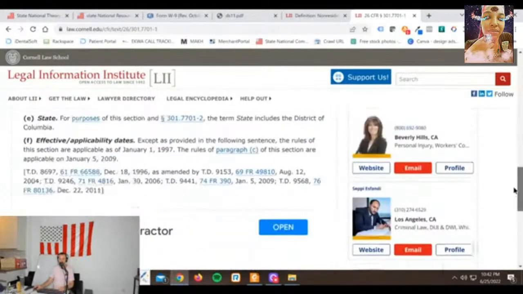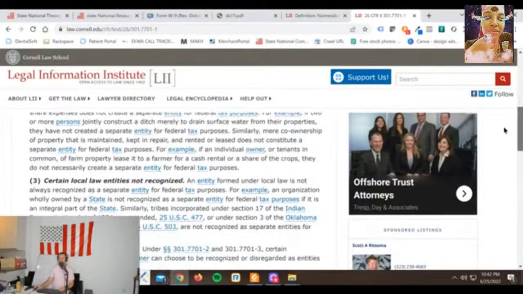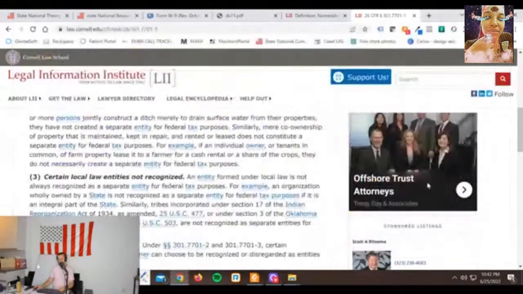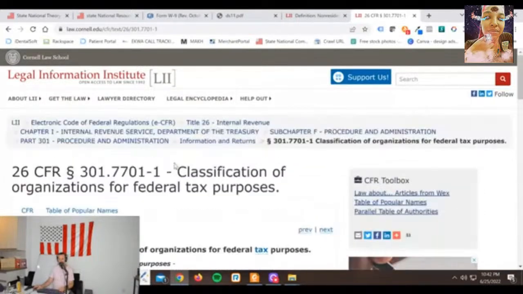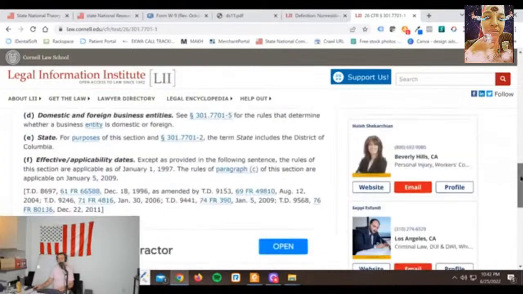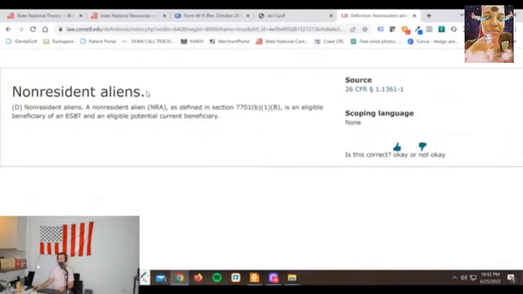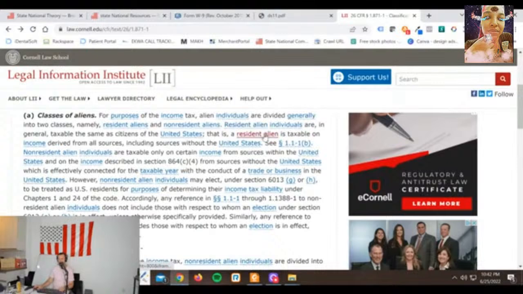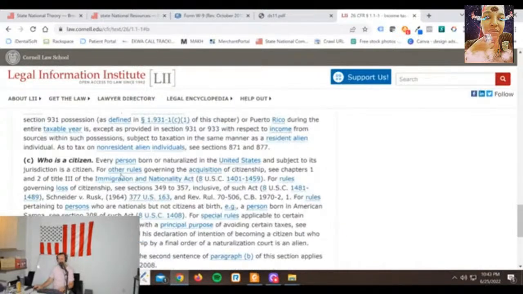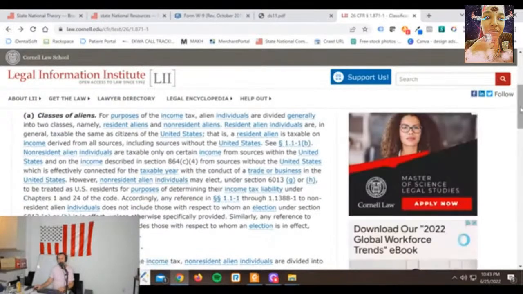Yeah, let's see. What do we got? B? Isn't it B? Classes of organizations. Anyways. Try to find some of these definitions. Good luck. Try tracing them down. Let's see. Here's the United States. What did it say here? Anyways, it's not easy to find these definitions. They just bring you in circles and confuse you.